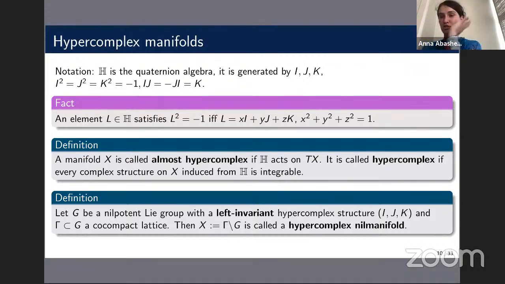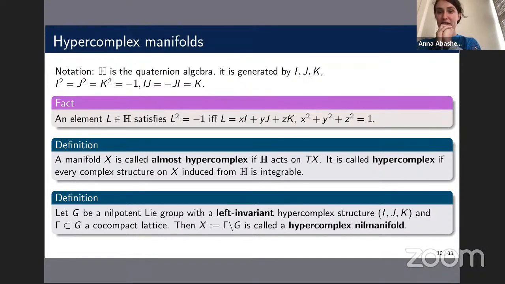Okay, let's move on to the geometry. Recall a smooth manifold is hypercomplex if there exists an action of H on its tangent bundle. So there exist three complex structures on it which anticommute. Recall this manifold is hypercomplex if every complex structure induced from the quaternions is integrable. In fact, it's enough to check integrability not for the whole sphere of the complex structures, but just for two of them, for example, just for I and J. So this is not a really strong condition.